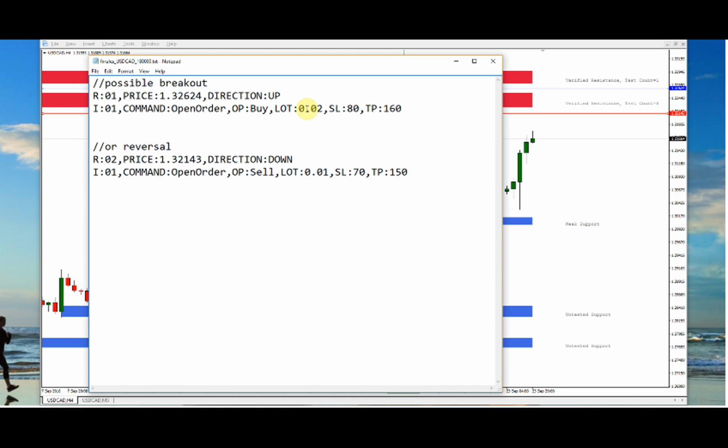We need to say how large, so that's the lot size, lot colon, and in this case it's 2 micro lots, exactly the same as you do in MT4. But different to MT4, and I think you'll find fairly useful, when we put in our stop loss and our take profit, in both cases we talk pips. So we've decided on 80 pips here and 160 pips here. Now if we look at the reverse situation down here, we've got a smaller lot size, only 1 micro lot, and a slightly reduced stop loss and take profit.